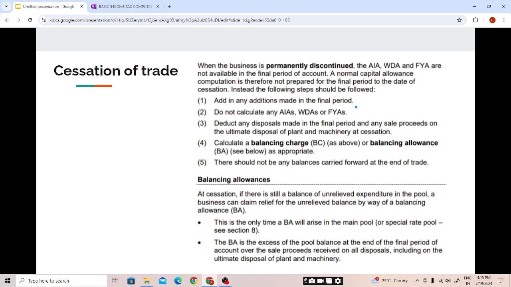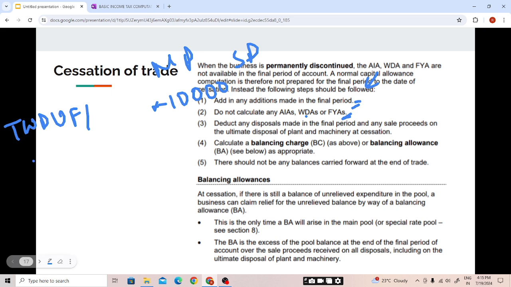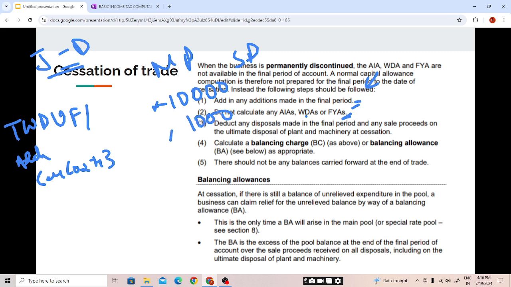Add in any additions made in the final period. So any addition will be added to the respective pool, but no AIA will be available. Do not calculate any AIA, WDA or FIA. So let's take, students, the tax written down value brought forward in the main pool, special pool, and the other two pools will be the same. This period is from January to December, and we are ceasing our business. So for any addition, we have purchased a car of CO2 emission 43. So this will increase by £1000. Do not calculate any AIA or WDA.